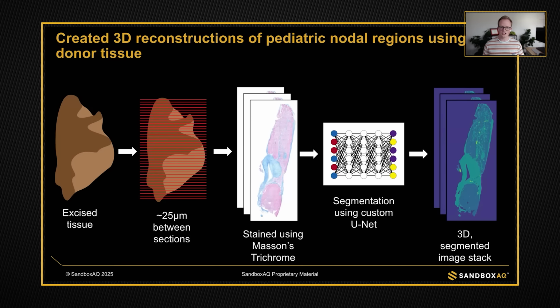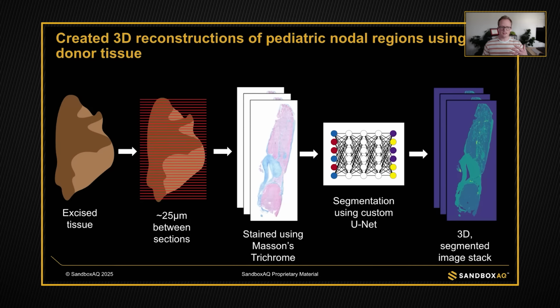We would section these tissues at about 25 micrometers between sections. So we get these really, really thin, 4 micrometer thin sections of tissue, which we then use typical histological methods to stain. So we get some bright colors that pop out and show us where the muscle is, where the connective tissue is, where the nodes are, where the vasculature is. And so with that, we ended up with a very massive data set, more than a terabyte of images.